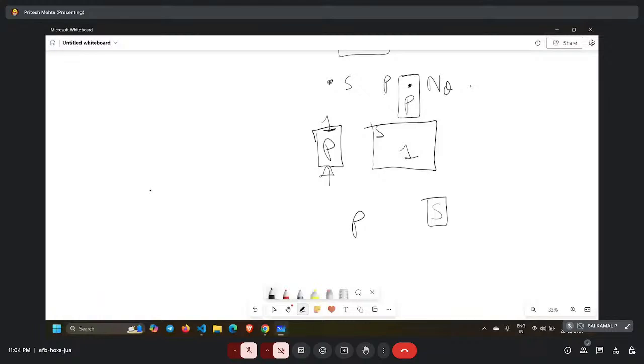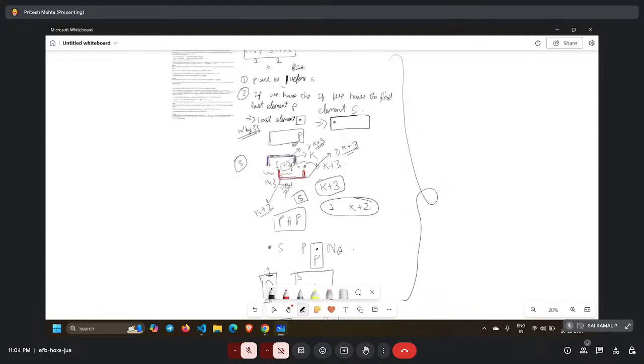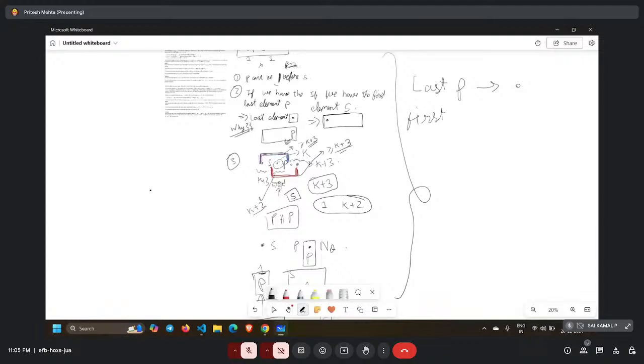So let us compile all the cases in a neat fashion. If we swap the last P with a dot and the first S with a dot, we can have only either all P or all S. This is the final conclusion of this whole case work analysis.